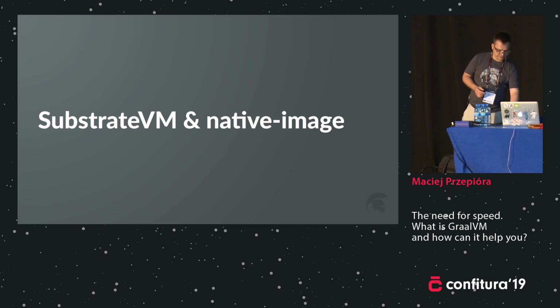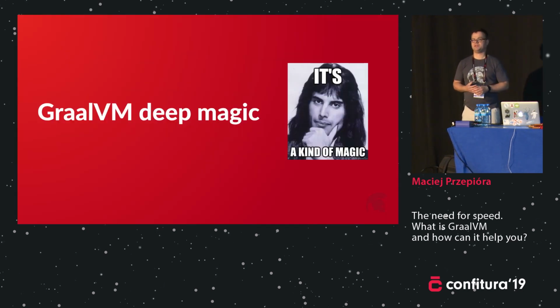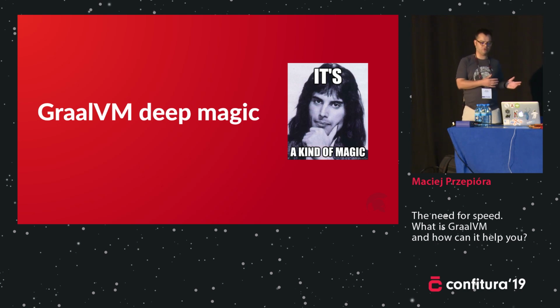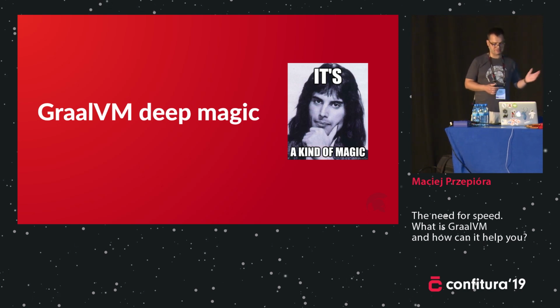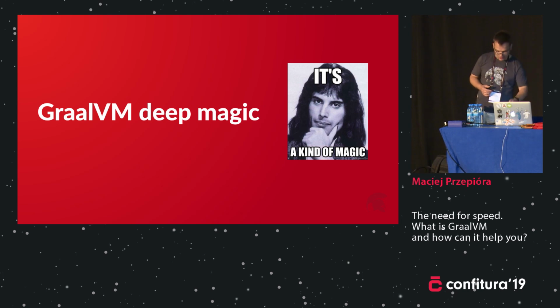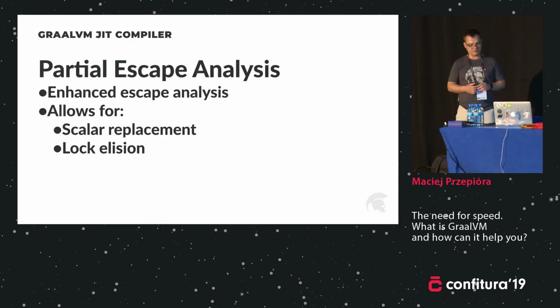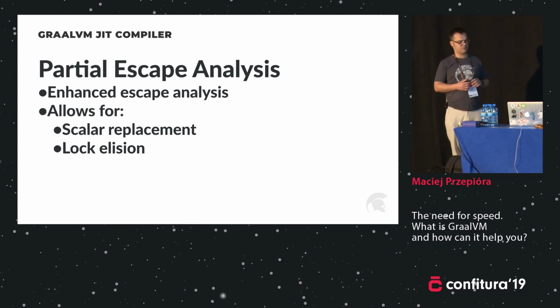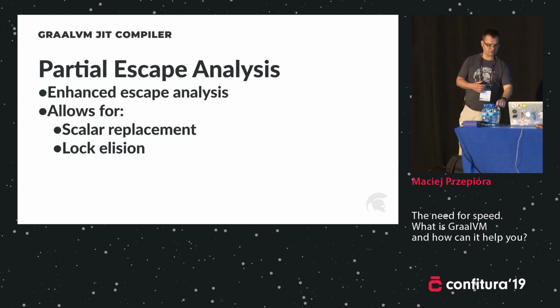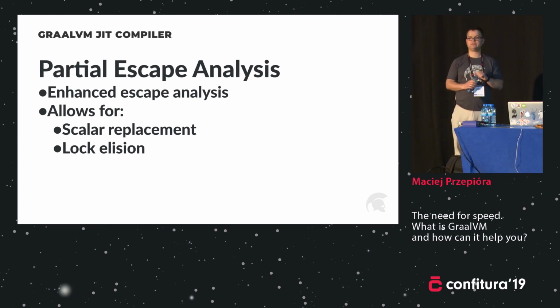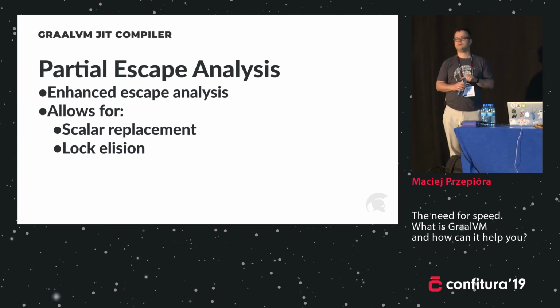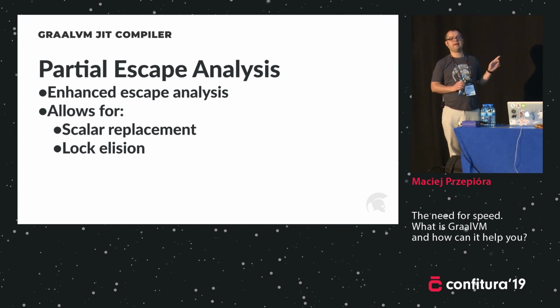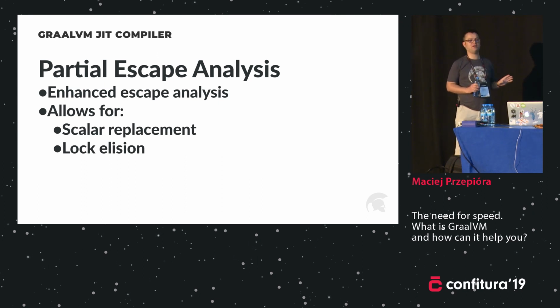Okay, so let's talk about GraalVM Deep Magic. So what are the techniques that are used to enable this cool stuff? Let's talk about the GraalVM just-in-time compiler first. So the coolest technique that I think needs describing here is partial escape analysis. So who knows what escape analysis is? Okay, so please bear with me. I will try to briefly explain what it is.